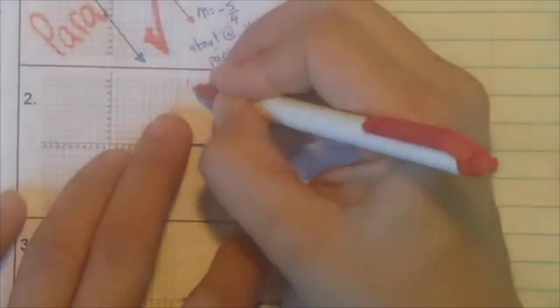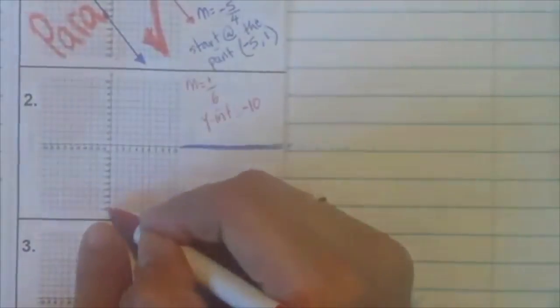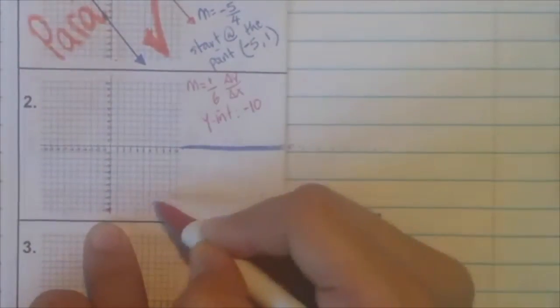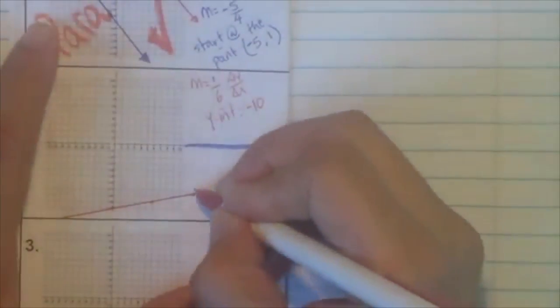Alright, now we're going to graph it. So the slope for the original is 1 over 6. The y-intercept is negative 10. So we'll start at negative 10 and we're going to go up 1, right 6. Rise over run, or change in y over change in x. Alright, so that's the original line.